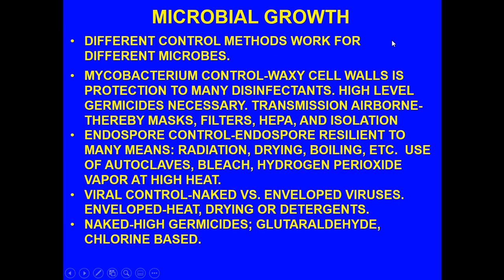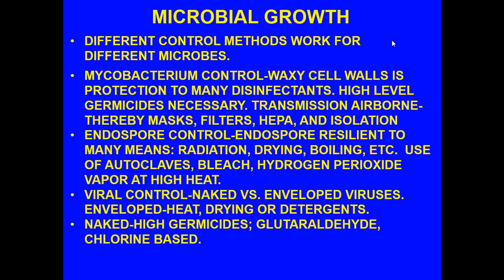Now, there are a couple of factors here to bring up that would be helpful, so we're going to do it right now. The different control methods work for different microbes. Mycobacterium control. One of the problems you have is you have to deal with the waxy cell walls, because that is protection to many disinfectants, and therefore high levels of germicides are necessary. Since transmission is airborne, you're going to require masks, filters, HEPA filters for the air, as well as isolation. That's going to absolutely be necessary with these mycobacterium or tuberculosis patients.